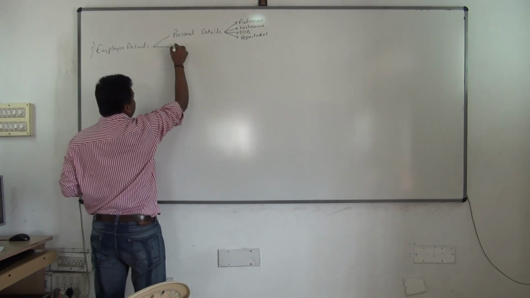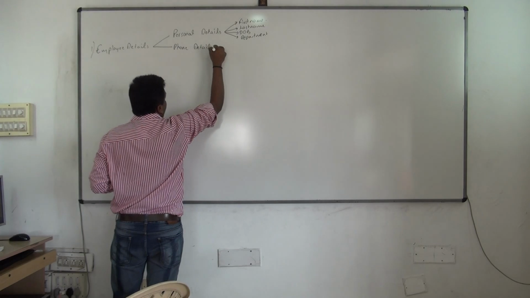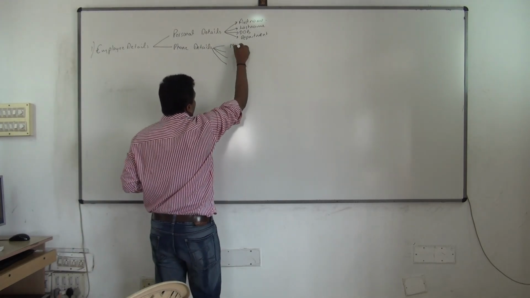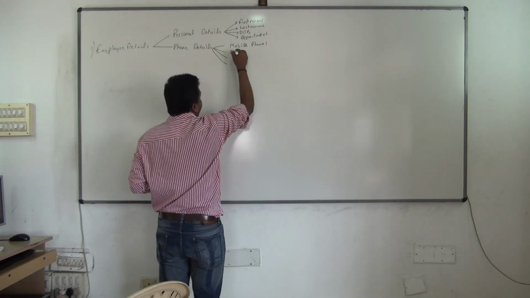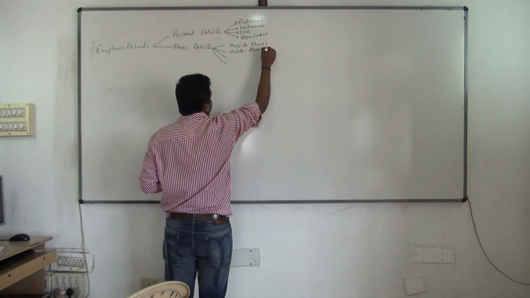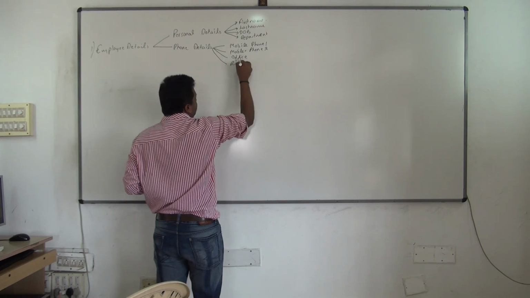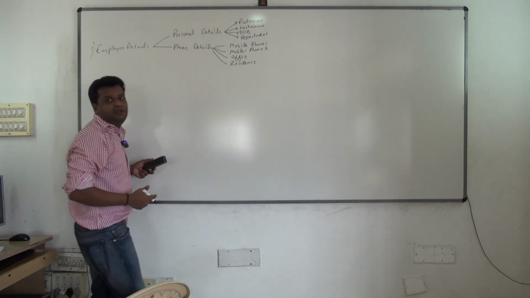Then he might have something called phone details. In phone details, the following will be the list. He can have one mobile phone, another mobile phone, then one office phone, then a residence phone. See, these many details an employee will be having.